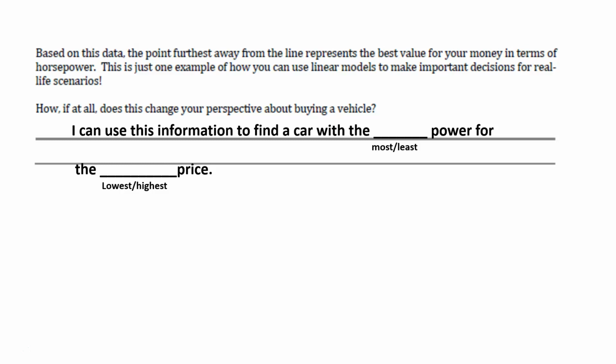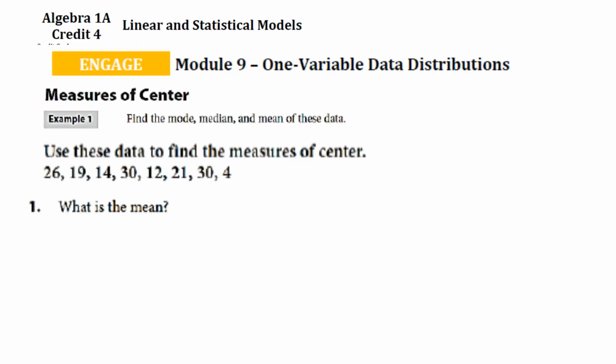All right, so pause here if you'd like, but I'm moving on to the engage activities. So we're going to go over your friends, mean, median, and mode. Some of you might find this familiar. So how do we find it?